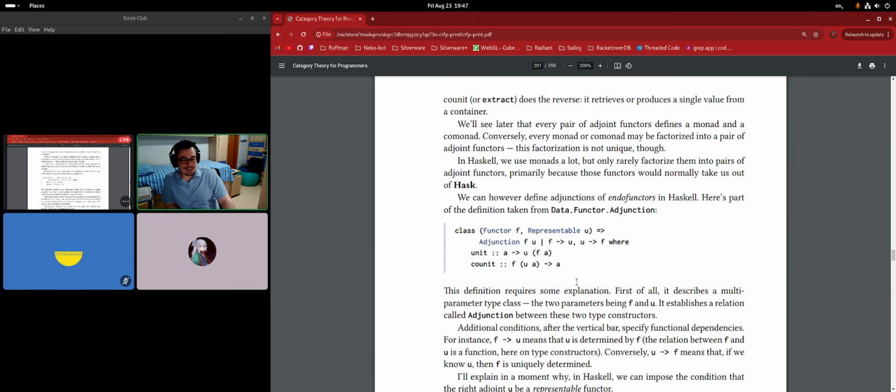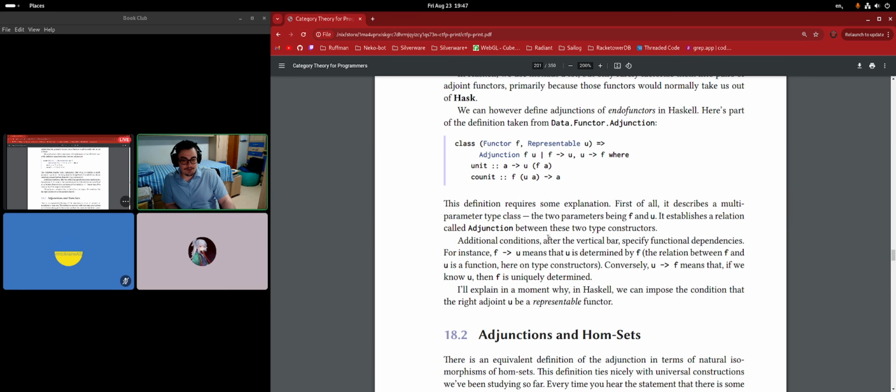The definition requires some explanation. So, a Haskell explanation. What are we saying here? We are describing that this class Adjunction has some constraints. In this case, f needs to be a functor and u must be representable, which we're going to talk about later.